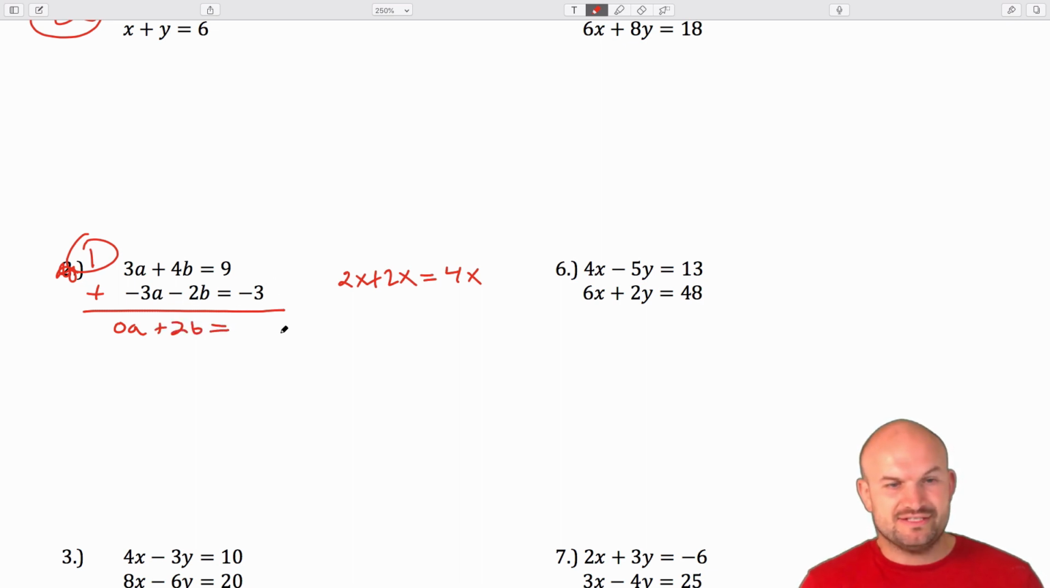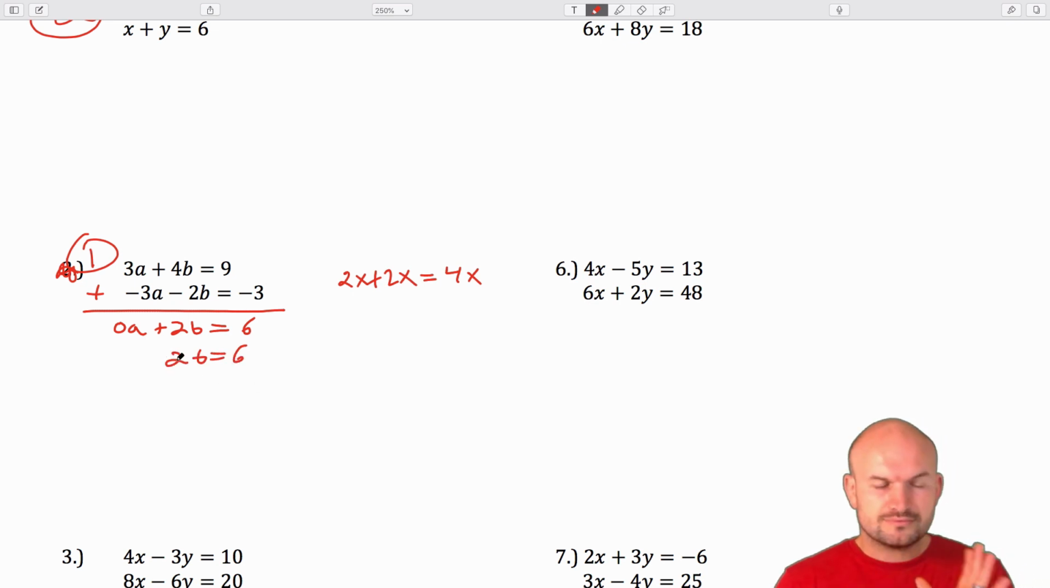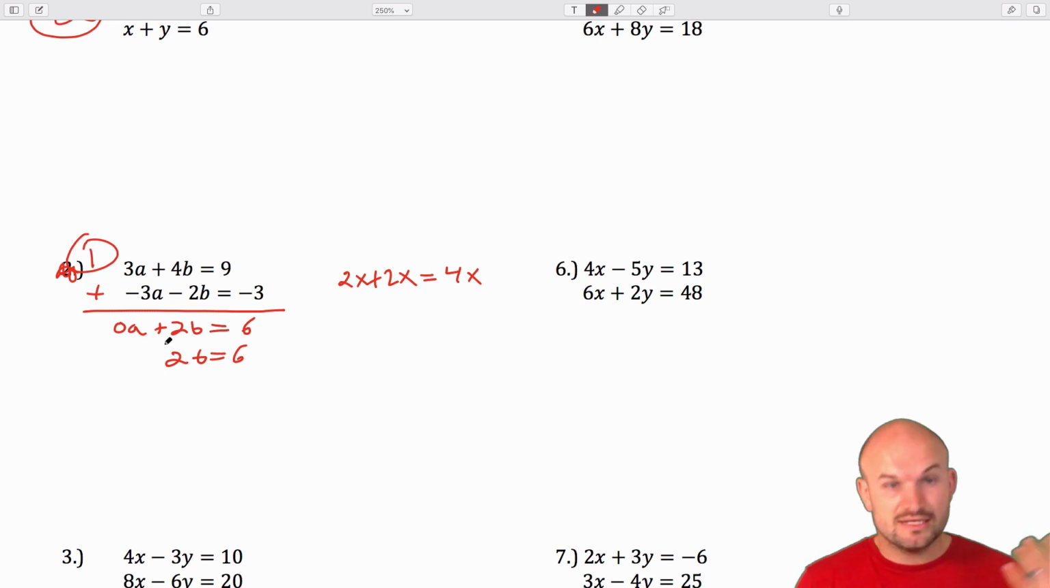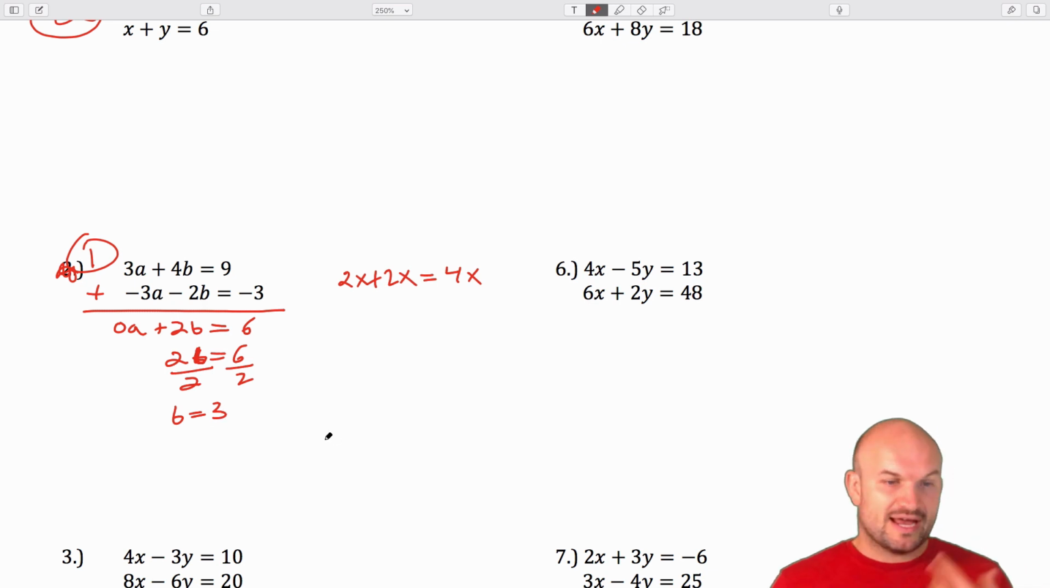And then I can just add these, vertical addition, equals 6. Now, obviously, 0 times anything is just going to be 0. And a lot of times I won't even write that in there because we'll know that we just eliminated it. And therefore, you can see 2b is equal to 6. Now, solving using my inverse operations, I'll divide by 2 on both sides. And I get b is equal to 3. So that is one solution. And now I need to find a to find the other solution point.